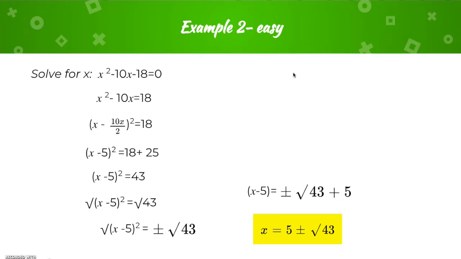Easy, right? Now things get a little bit more complicated, since on the next two examples, the value that is squared doesn't have a coefficient of 1.